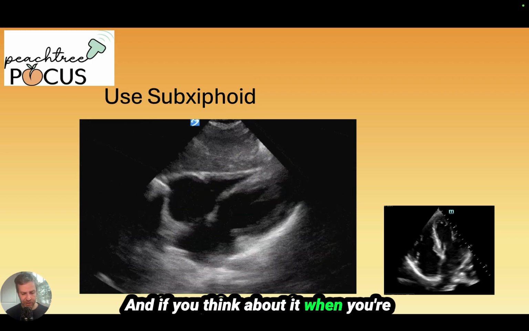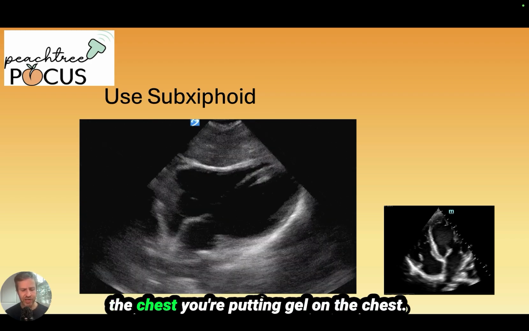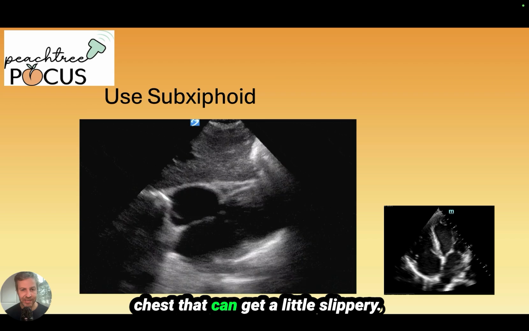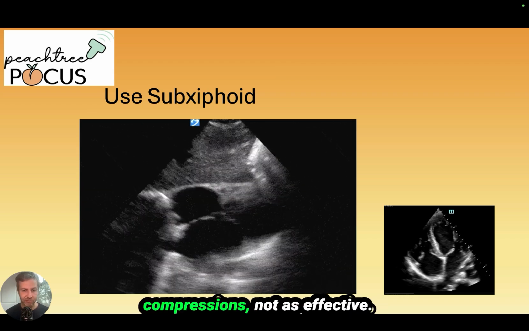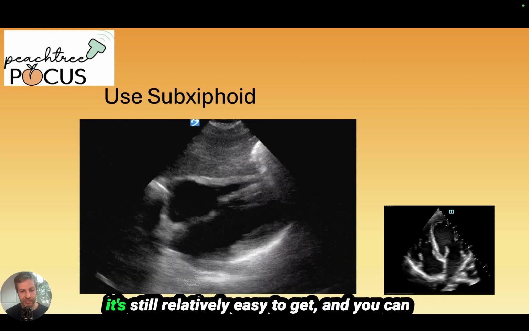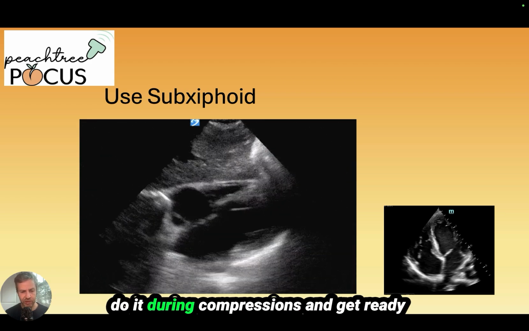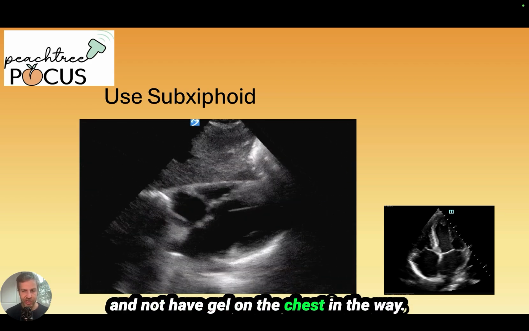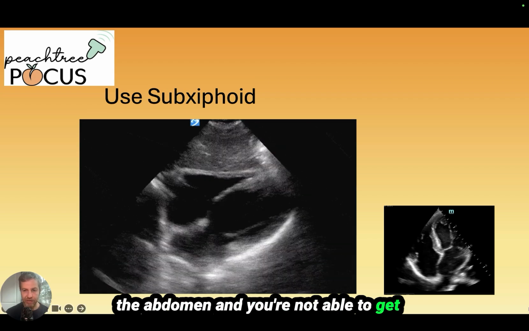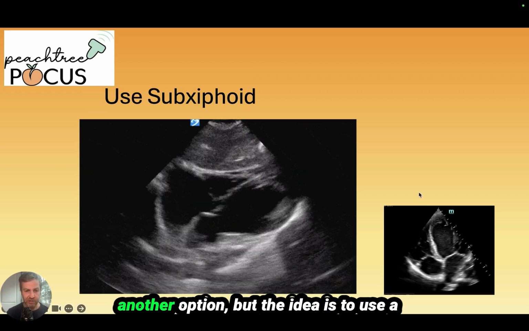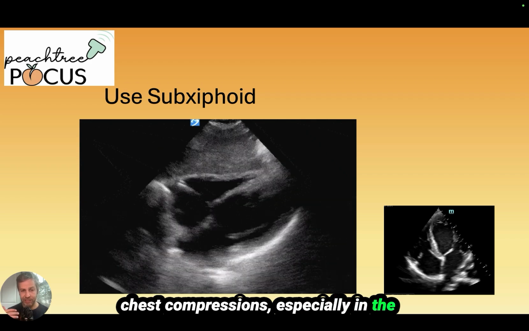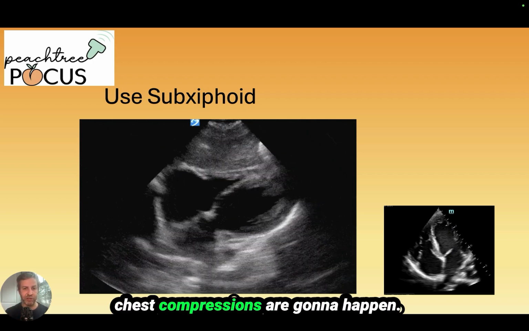And if you think about it, when you're doing a parasternal long axis view on the chest, you're putting gel on the chest. And so if you're then asking someone to do compressions with gel on the chest, that can get a little slippery and make chest compressions not as effective. And so the subxiphoid view is really the best view for you to be able to see, because it's still relatively easy to get, and you can do it during compressions and get ready and not have gel on the chest in the way. If you can't get a subxiphoid view for some reason, if they have a lot of air in the abdomen and you're not able to get a good view, an apical 4-chamber is another option. But the idea is to use a view that's not going to interrupt the chest compressions, especially in the context of putting gel on where the chest compressions are going to happen.